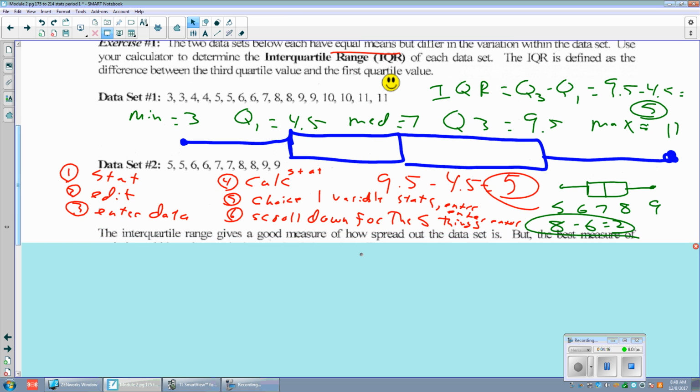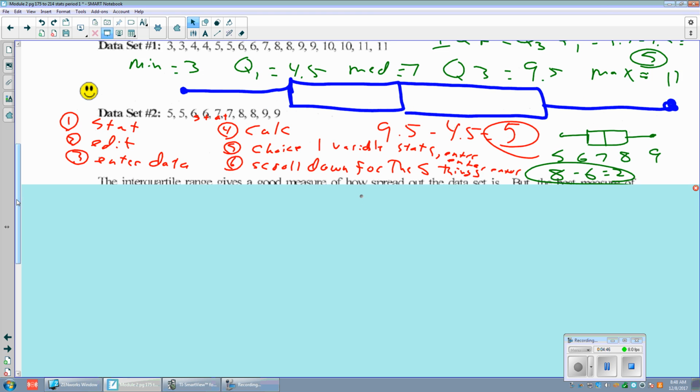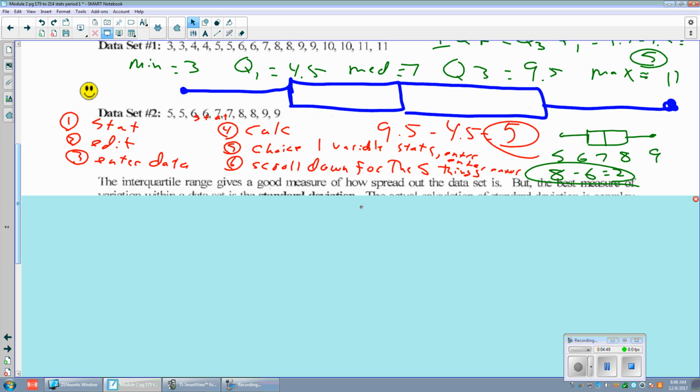Here are the directions. You hit the stat key, edit, enter the data. We have to hit the stat key again. Then you hit calc, choice 1, one variable stats, hit enter, enter, enter, then scroll down for the 5 things. 1, 2, 3, 4, 5. I did it for the second set of data, and here it is in green.